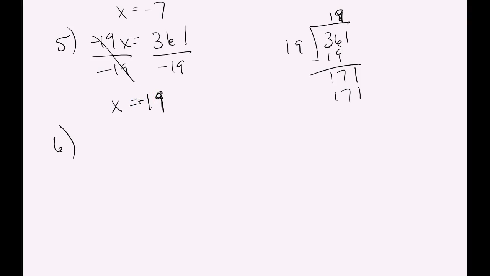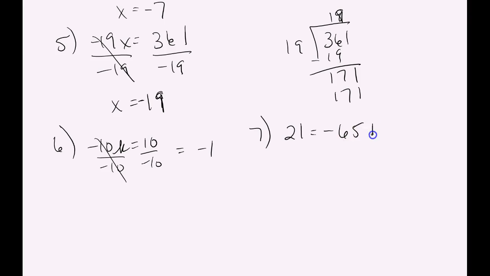Okay. Number 6 is -10k over 10. That one you probably didn't even write out. It's just -1. Okay? And 7, some of these are really easy. Oh wait, that was number 6. That was, okay, so 7 is 21 equals -65 plus x.